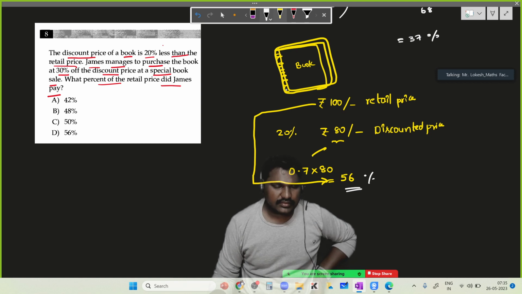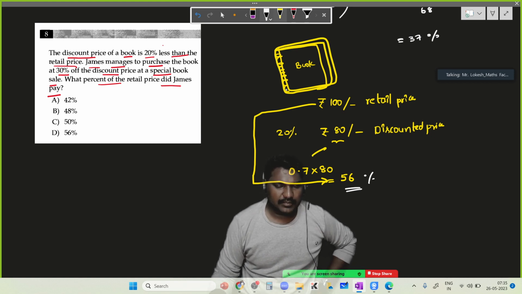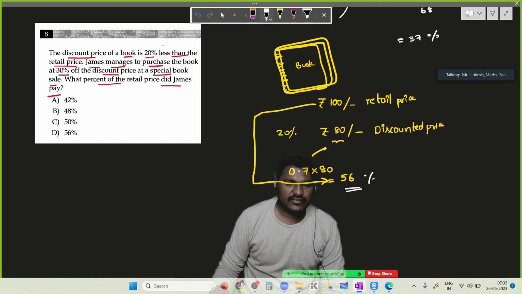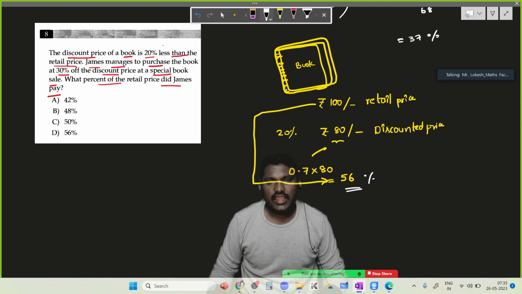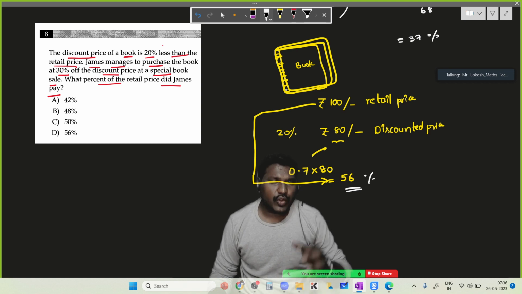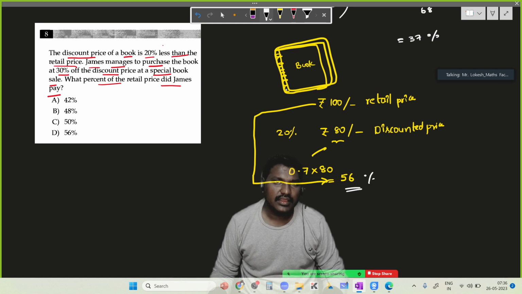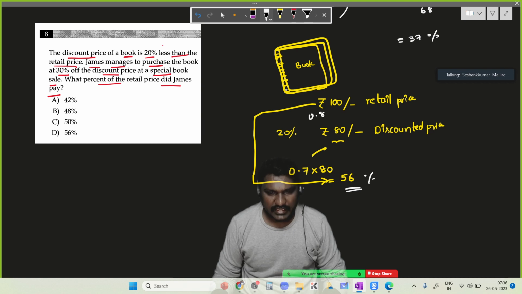Let me tell you once again. In the beginning of this chapter, we have discussed a table. For example, if the product price is increased by 20%, we can directly multiply with 1.2. If a product price is increased by 30%, we can directly multiply with 1.3. In the same way, if the product price is decreased by 20%, what is the factor we have to multiply with? 0.8. The final price will be 0.8. Yeah, very good.